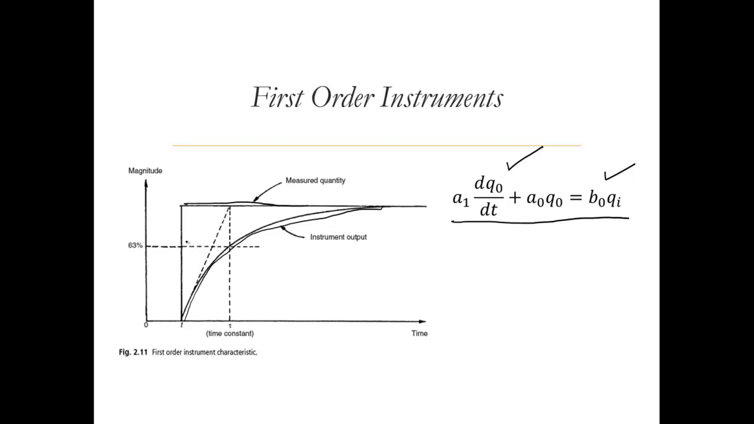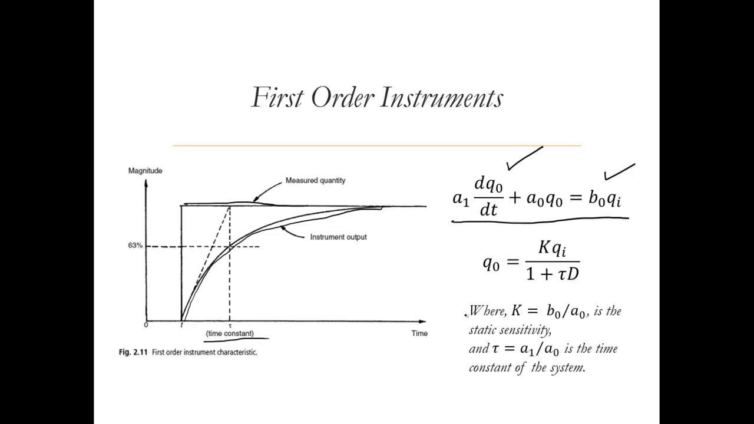And obviously we have something called the time constant in these things. We define the time constant, the rise time, and the settling time. All of those we have seen already in controls also. So we can make this simpler. The capital D represents the d by dt part. We define the static sensitivity as b naught by a naught. So we can simplify this differential equation in this form. K is defined as the static sensitivity of the first order instrument, and tau, which is A1 by A naught, the coefficients associated with the output, defines the time constant of the system.